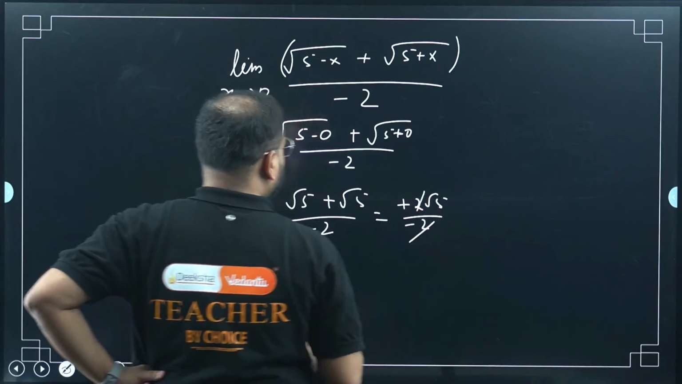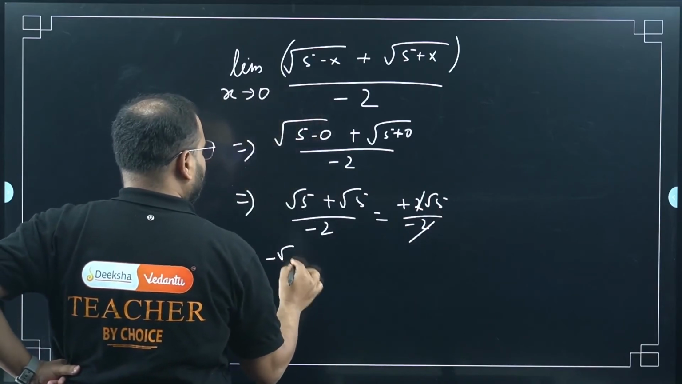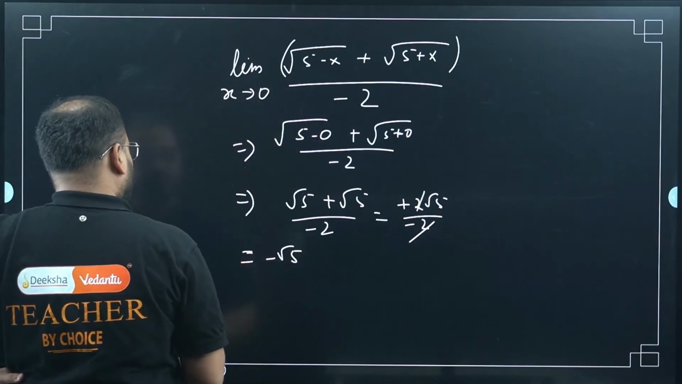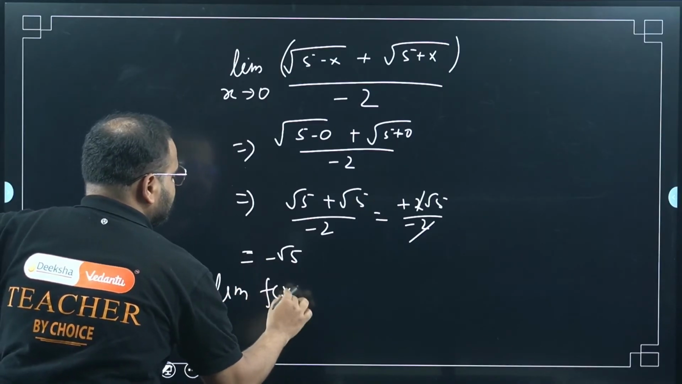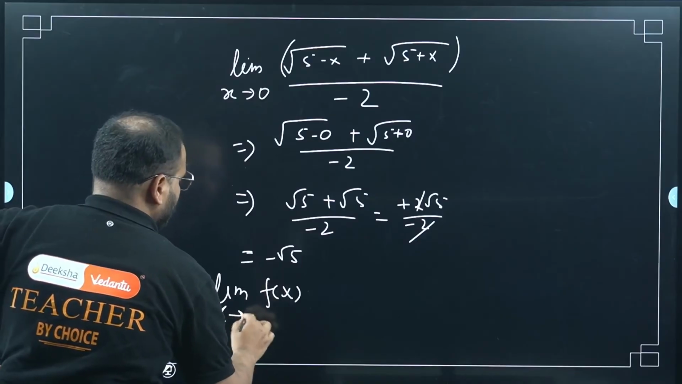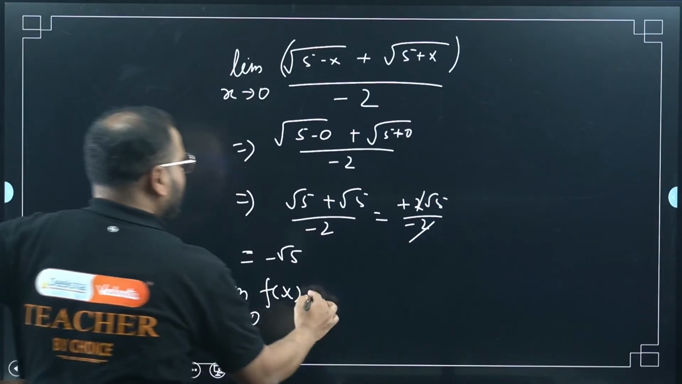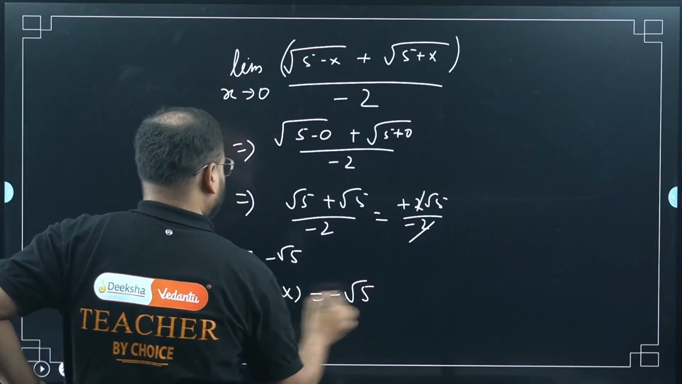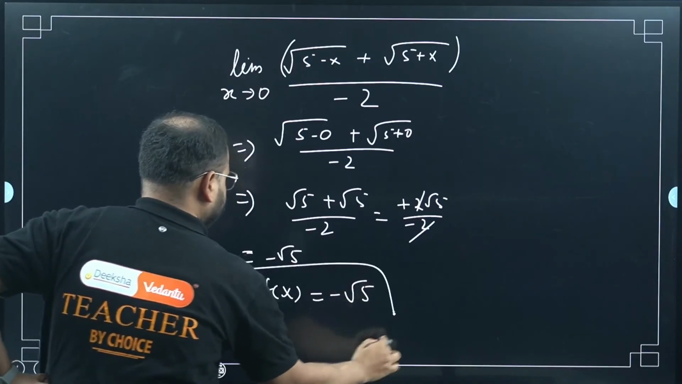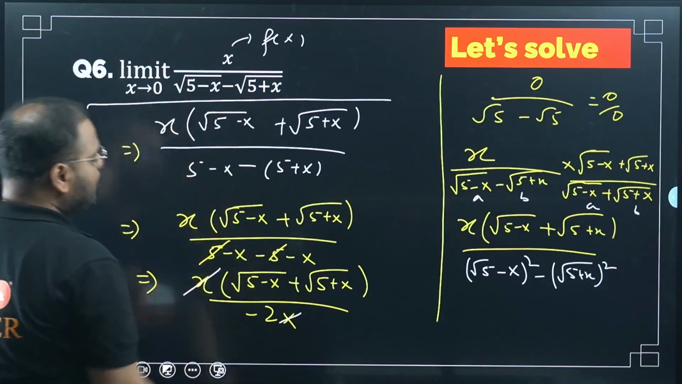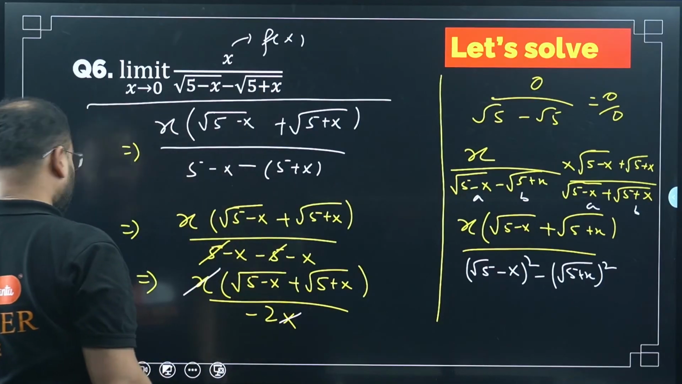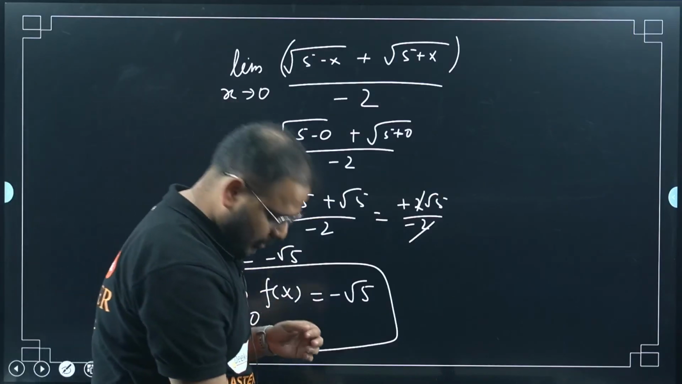2 goes out. My answer is what, bacha? Minus root 5. Limit of f(x), the function that was given, at x tends to 0, is equal to minus root 5. This is my final answer. Please check. X tends to 0, the limit value is minus root 5.